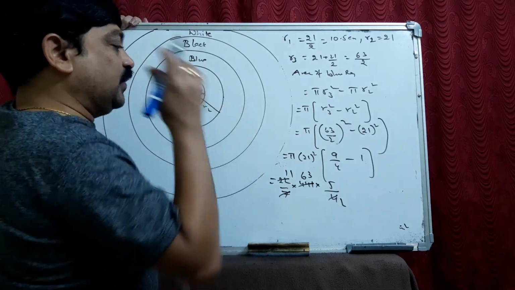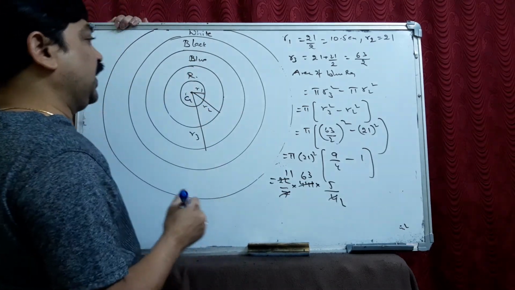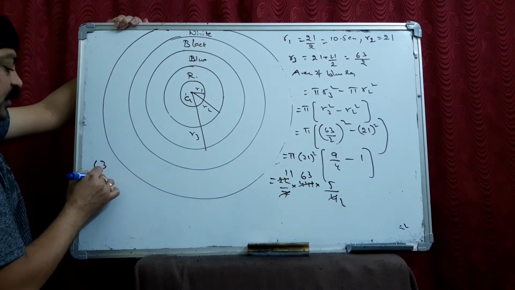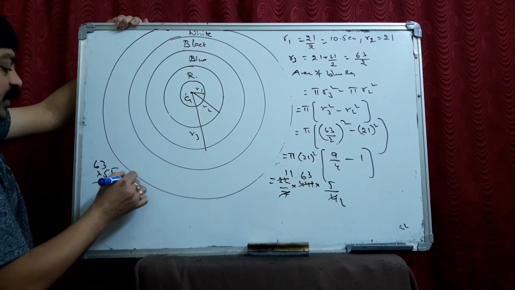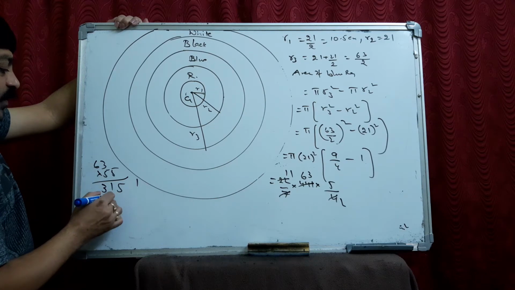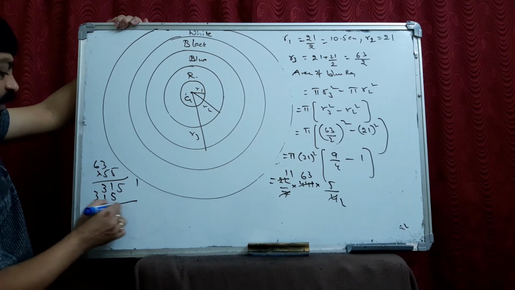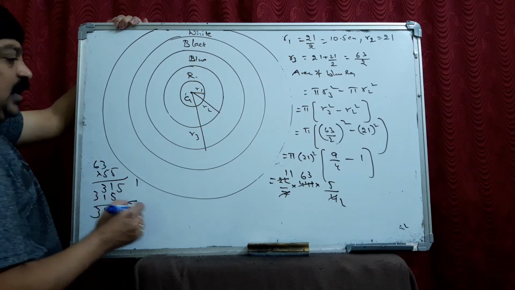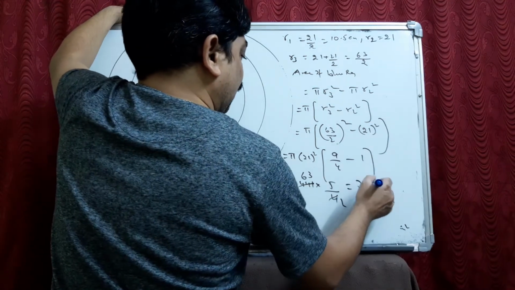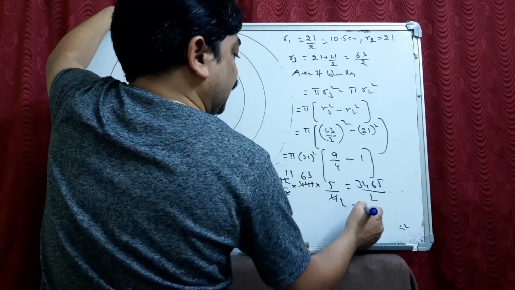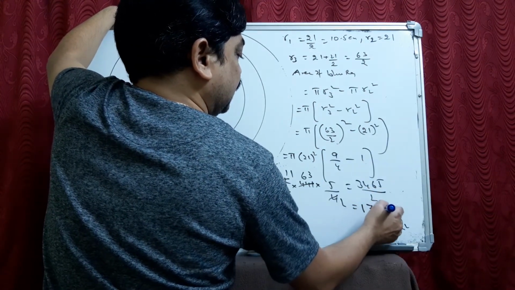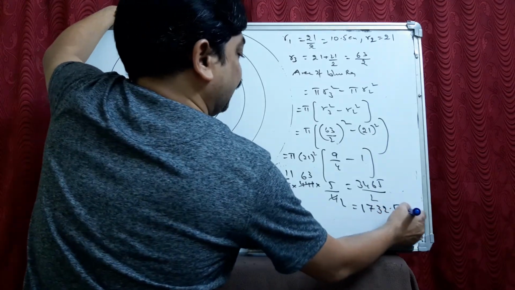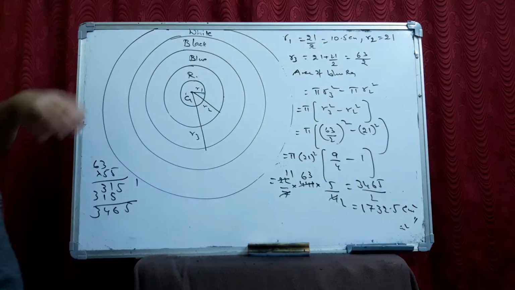2 2s, 2 11s, 7, it becomes 63. Now it becomes 63 into 55 by 2. 63 into 55: 5 3s are 15, 31. 3465 by 2. It becomes 1732.5 centimeter square. Okay.